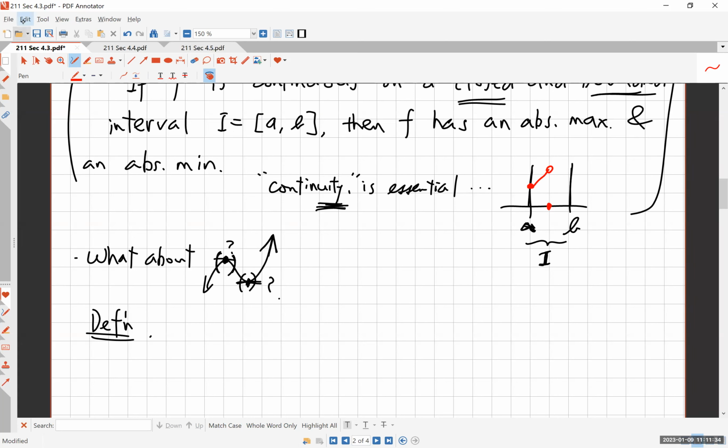No, you don't want to do that one. Yeah, okay. So that function, well, actually, it's not defined at this middle point. So let's go ahead and define this.